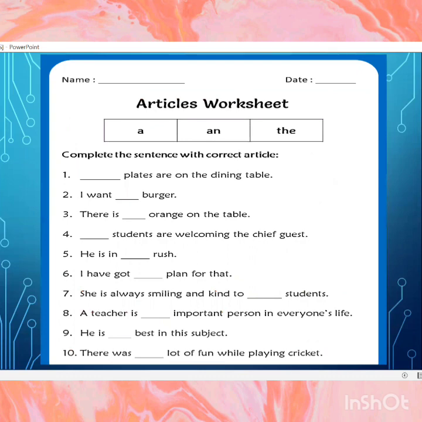Now, there is a small worksheet in which you have to fill in the articles accordingly. We have both the definite and the indefinite articles here. It's a small exercise for your concept clarity and better understanding of the topic.